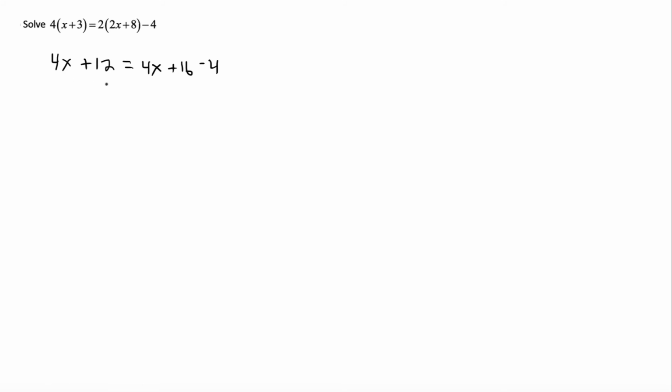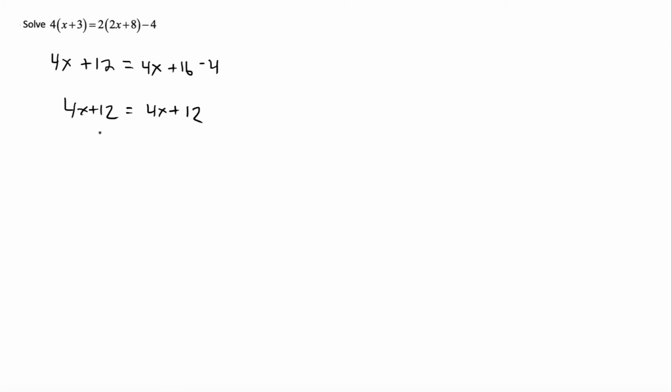Well, the left side is already simplified. We only have 2 terms here. Remember, we can't combine these, so we're just left with 4x plus 12. And on the right side, we can certainly subtract the 16 minus 4. So on the left, we have 4x plus 12, and on the right, we have 4x plus 12.